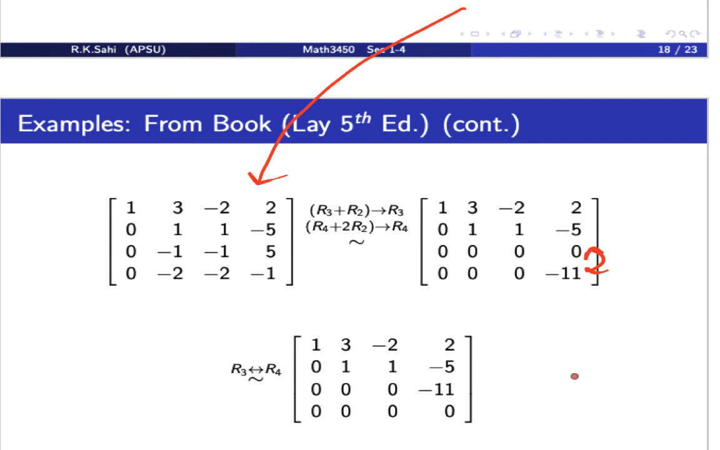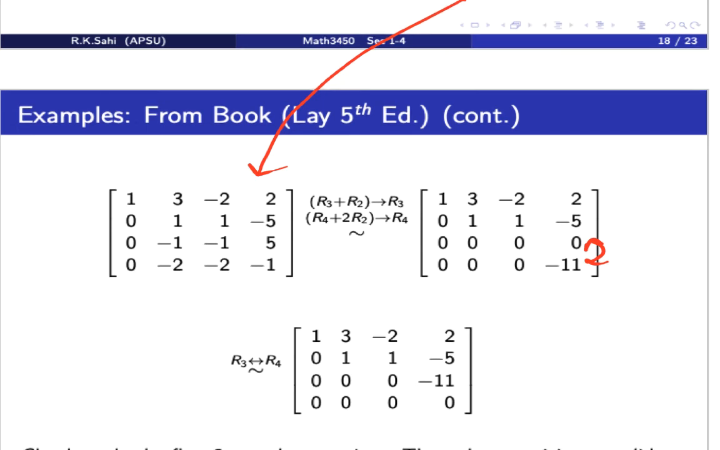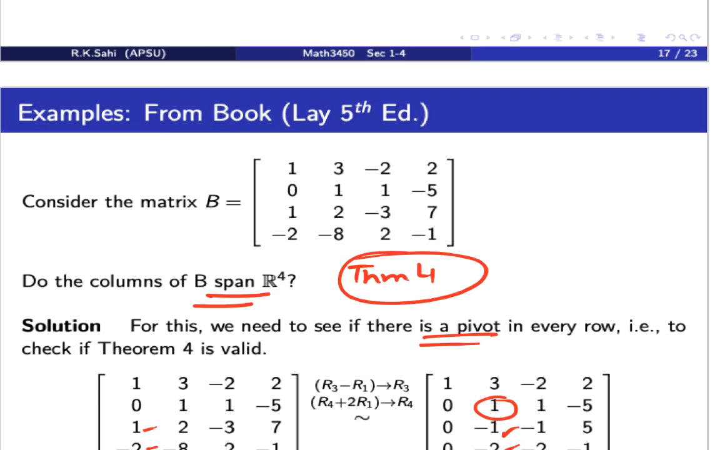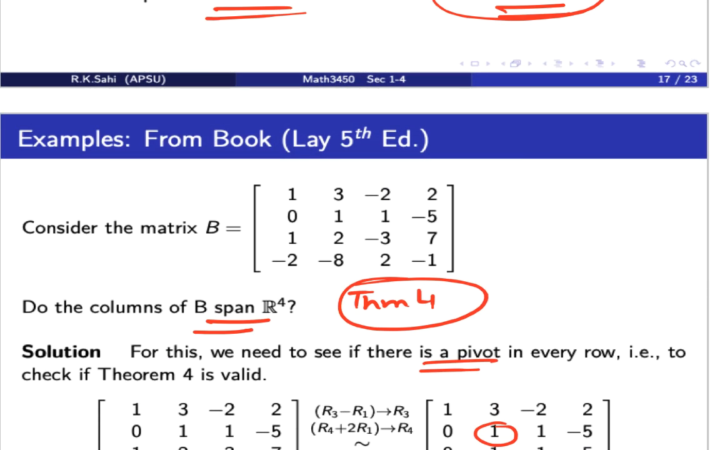But the question is, when we see this one, does it have a pivot in every row? A pivot means a non-zero element. Only the first 3 rows have a non-zero element. The last does not have a non-zero element. Hence, Theorem 4 is not valid. Therefore, the columns of B do not span R4.